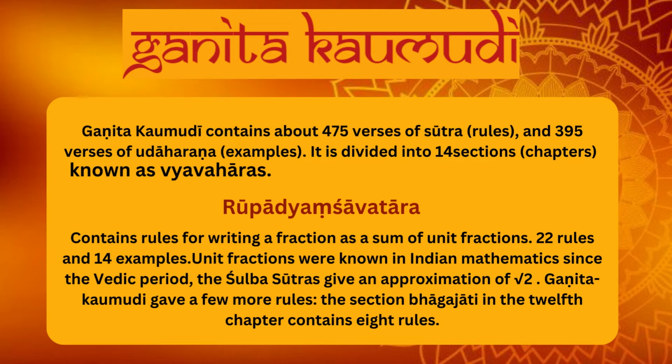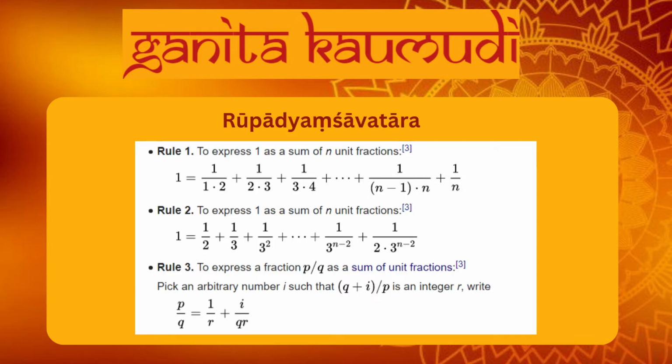This video is dedicated to Rūpādyaṃśāvatāra, which contains rules for writing a fraction as a sum of unit fractions, 22 rules and 14 examples. Unit fractions were known in Indian mathematics since the Vedic period. The Sulabh Sutras give an approximation of root 2. Ganita Kaumudi gave a few more rules for it. The section Bhagajati in the 12th chapter contains 8 rules. In this video we are going to verify the very first rule with the help of a C program.